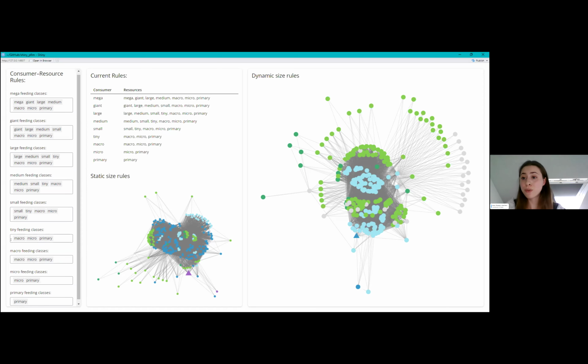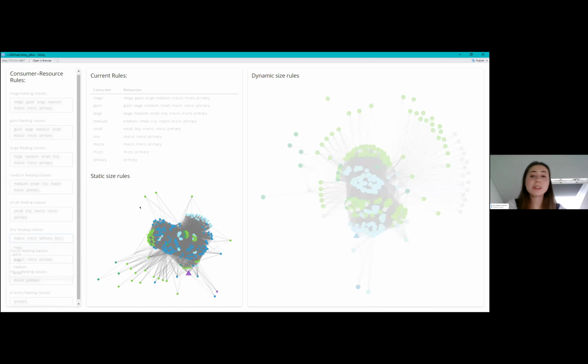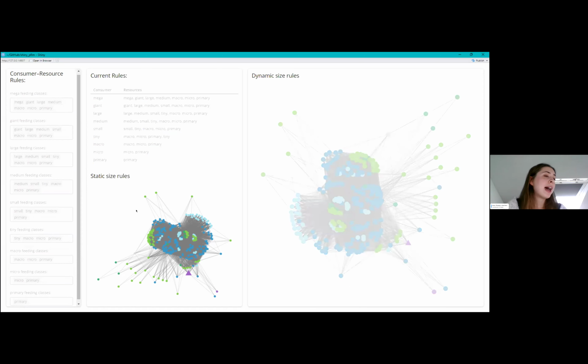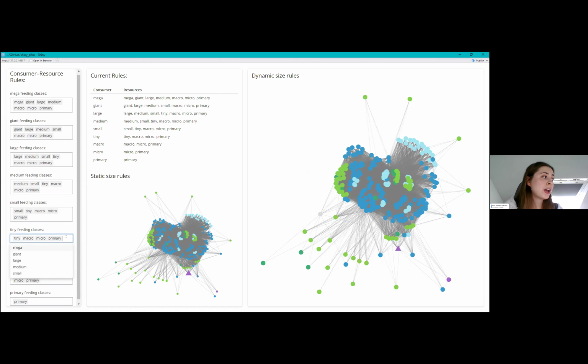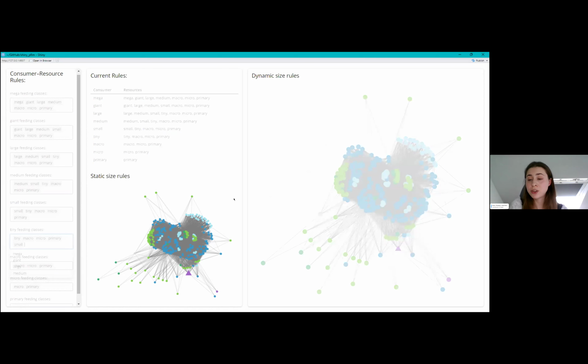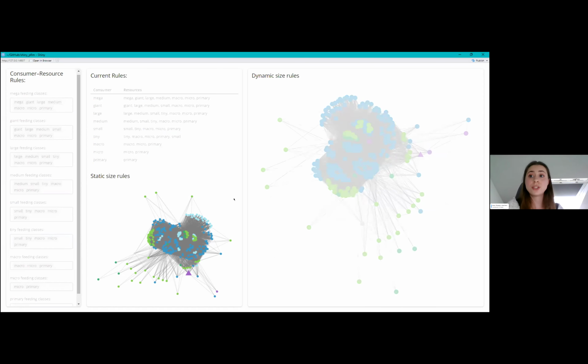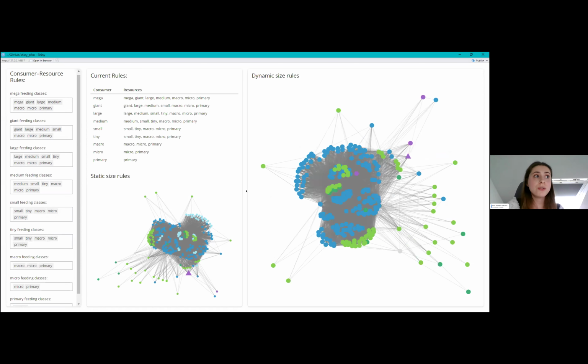Obviously, that isn't necessarily a realistic thing that you would do. It doesn't make sense that you couldn't feed on something in your own size category. And this works the other way as well. So say I allowed my tiny taxa to now feed on small taxa. So they can now feed on resources in a size category larger than themselves. You then get the exact opposite happening.